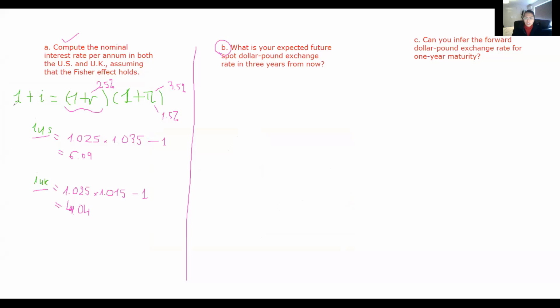So here, what I'm interested in is I want to find the expected spot rate for the next 3 years. And from all the formulas I'm looking at, there are actually two that are relevant in this question. The first one I can use is, as you guys suggested, the International Fisher Effect. So in this case, my formula would look like this. I'm just going to write S3 for short. So that will be 1 plus I US divided by 1 plus I UK.